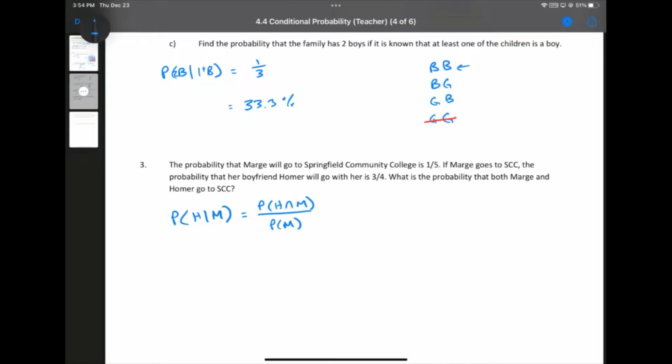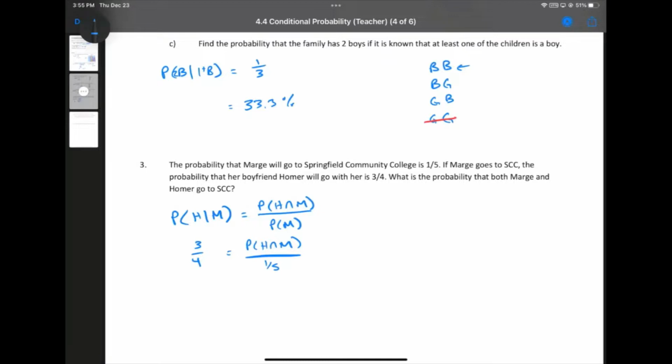So now the interesting thing about this one is it's not the conditional probability that we're looking for. The conditional probability has been given. We're looking for the probability of H and M, both Homer and Marge going to Springfield Community College. So as we fill in these numbers, if Marge goes to Springfield Community College, then the probability her boyfriend will go is 3/4. Well, that's this left-hand part. Homer, given that Marge goes, is 3 out of 4. We're looking for the probability of Homer and Marge. And the probability that Marge goes is 1 in 5.